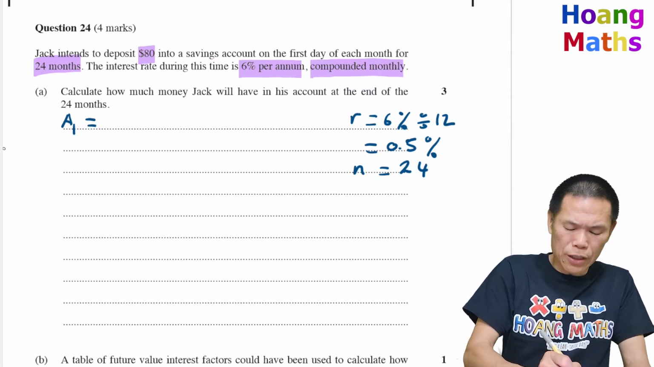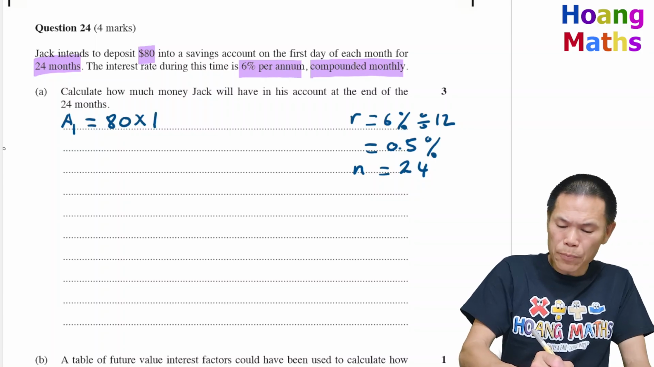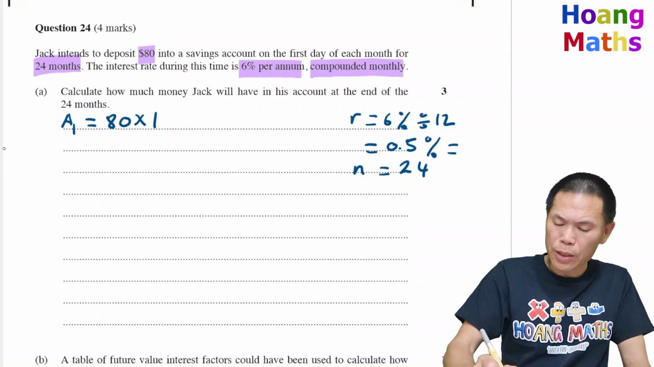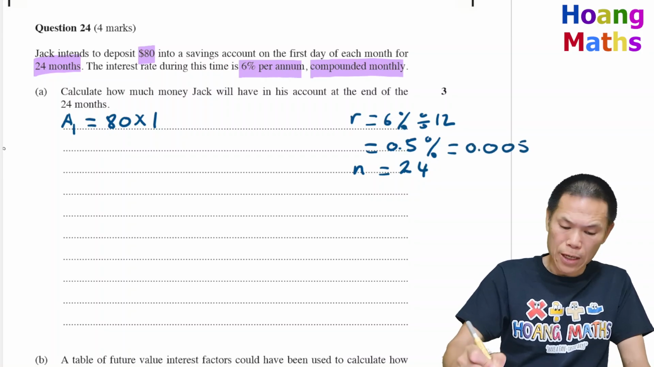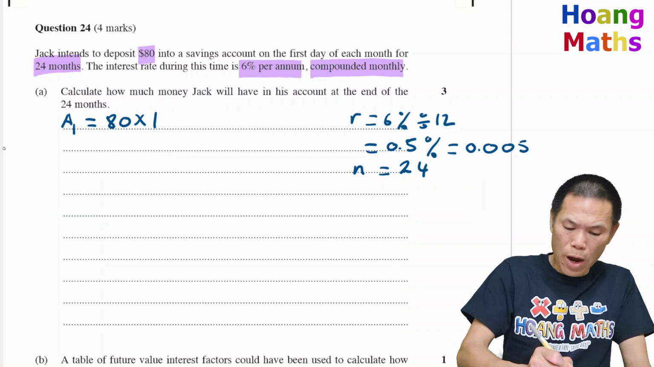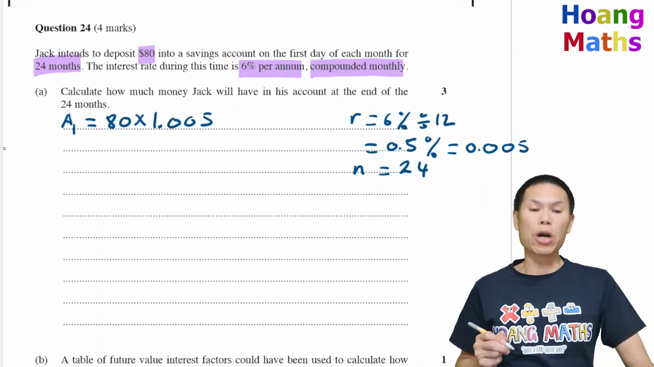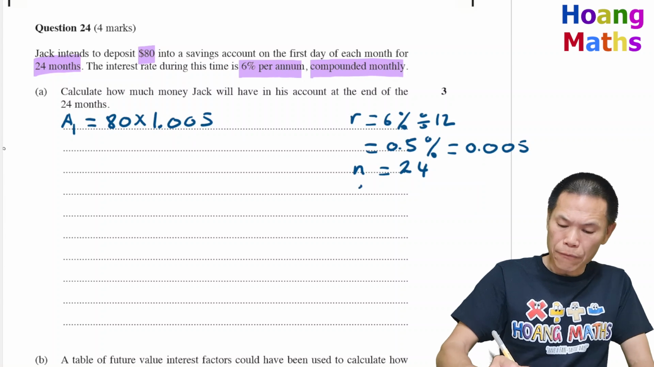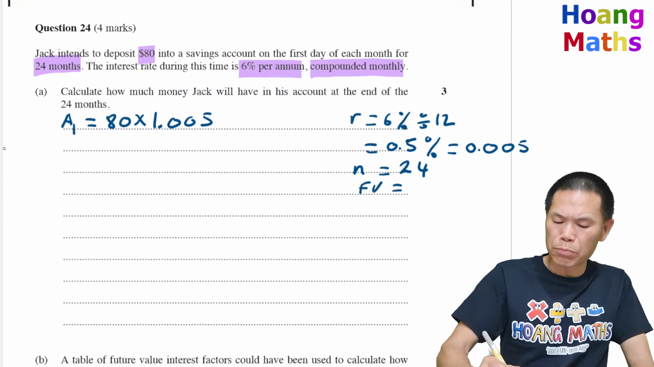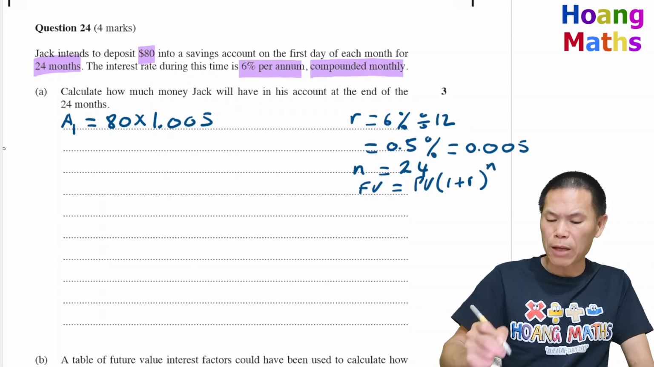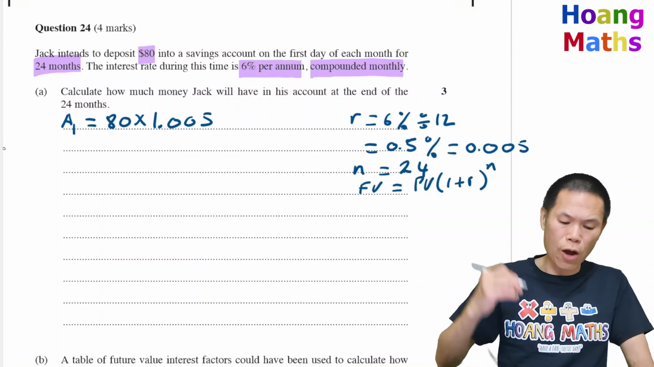So at the end of the first month, he'll get 80 times 1.005. Now 0.5% is the same as, we divide by 100, 0.005. So that means times by 1.005. So keep that in mind, okay? Remember, future value is present value times (1 plus r) to the power of n. Keep that in mind, okay? That's where I get it from.